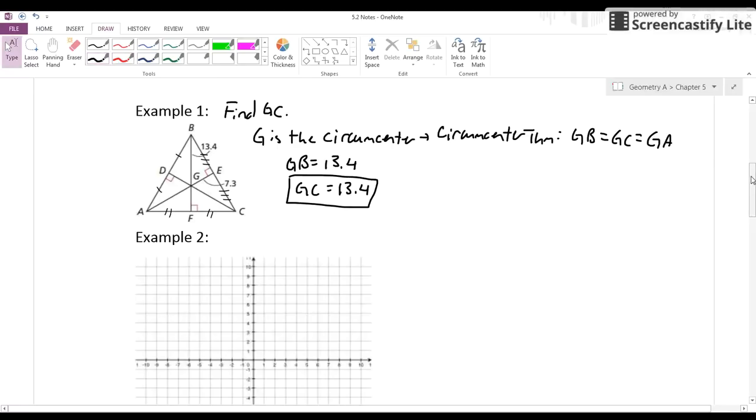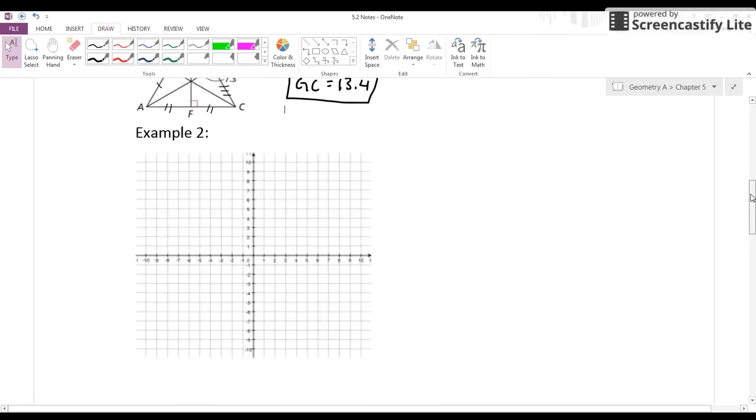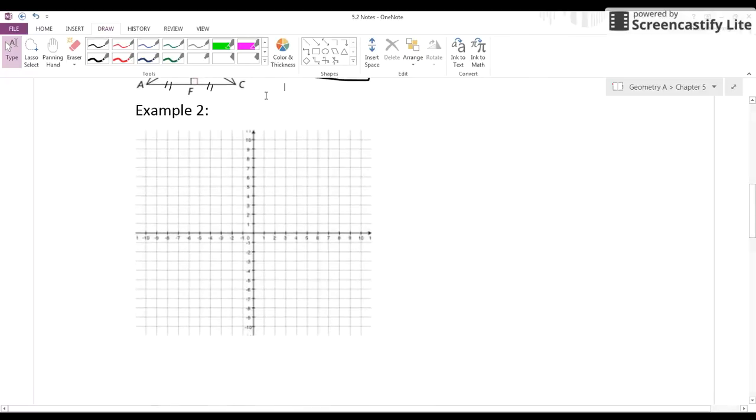All right, let's move on to example 2. So how will we find a circumcenter graphically? Let's first plot some points and make a triangle. Let me just write the directions really quick. We are going to find the circumcenter of the triangle. All right, so let's go ahead and plot some points to make us a triangle, and then we'll work through this problem.